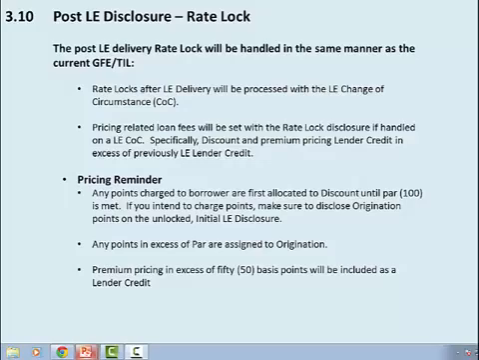If you intend to charge points in excess of par, make sure to disclose origination points on the unlocked initial LE disclosure. Any points charged in excess of par are assigned to origination. If the loan has premium pricing or revenue in excess of 50 basis points, the amount in excess will be included as a lender credit.